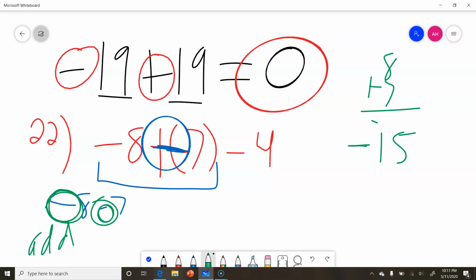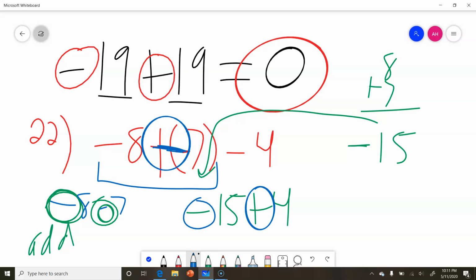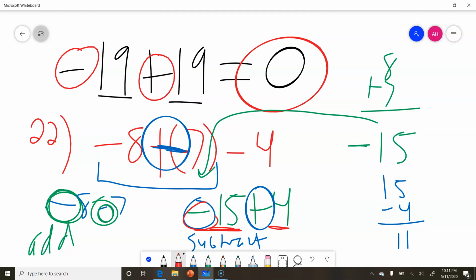So now I rewrite that. Come down here, insert him. Negative 15 plus 4. Now what do we have? A positive and a negative. What do we do? We always subtract because the signs are different. So we do 15 minus 4, which is 11. Which one has the negative? The 15, and the 15 is bigger than the 4. So our answer then is negative 11, and we are done with that one.